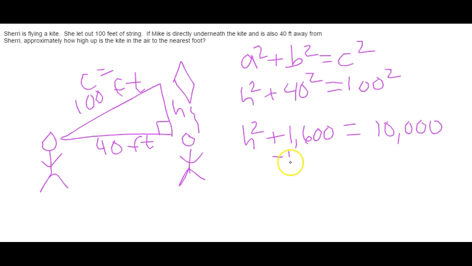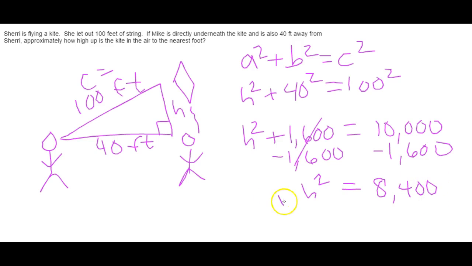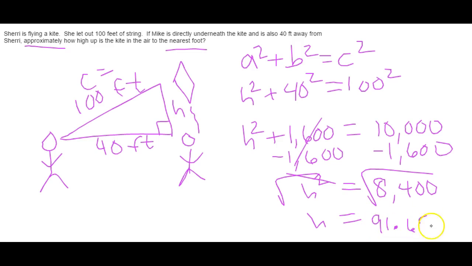We subtract 1600, they're on opposite sides, so we have to minus them. 10,000 minus 1600 is 8,400, and then we square root. It did say to approximate to the nearest foot. The square root of 8,400 is 91.65, and if we're approximating to the nearest foot, we're looking at this 1 and deciding, is it going to stay 91 or is it going to round up to 92?